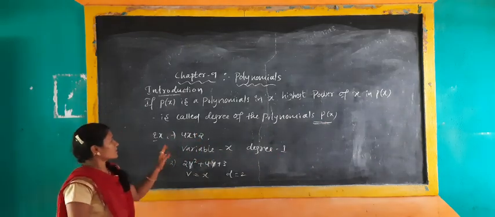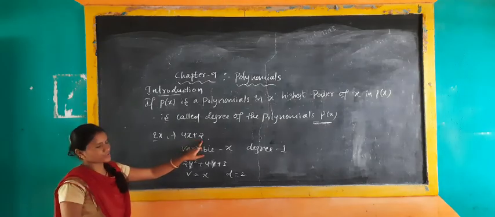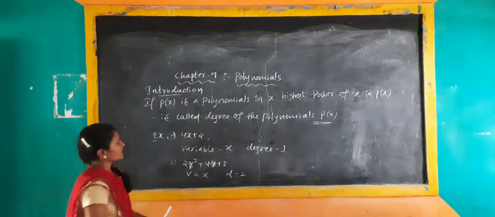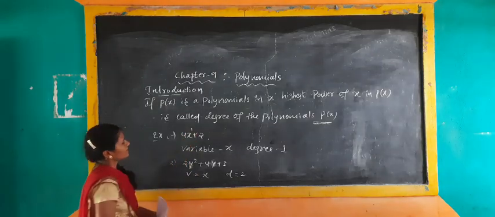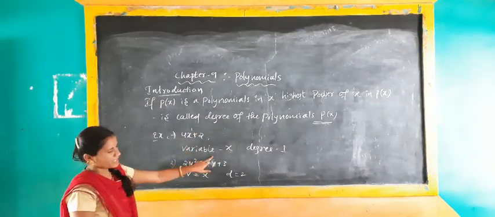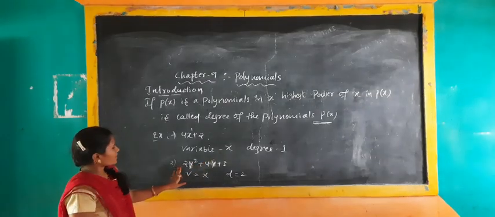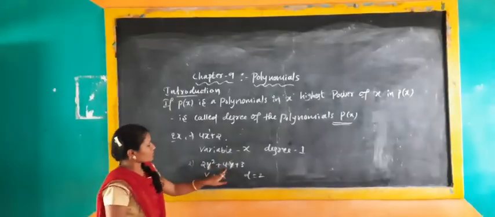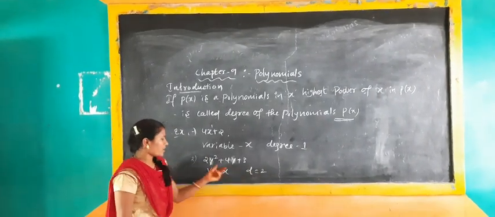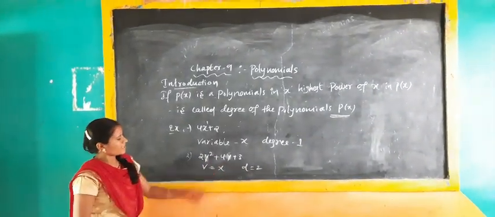For example, 4x plus 2. Here you know already what the variable is and what the degree is. Here we are calling it the highest degree. Here it will be 1 and the variable will be x. And next example, 2y square plus 4y plus 3. Here the highest degree will be 2 and the variable will be y.